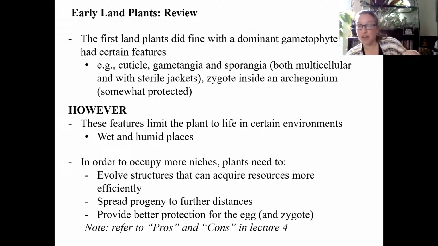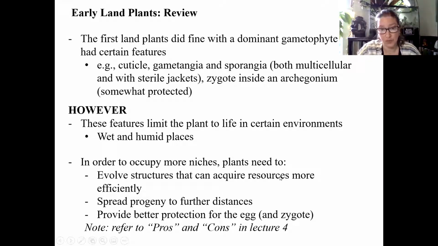Yeah, so spread progeny to further distances. That's a way of saying that we need something to move our gametophyte plants around better. And so, spoiler alert, it's the spore, right? It's the spore. Once you have spores that can fly away on the wind and then land and grow into a gametophyte plant, which will then have your sex organs, that helps you spread your progeny further distances. And then overall, you just need better protection for the egg. Better protection for the egg.